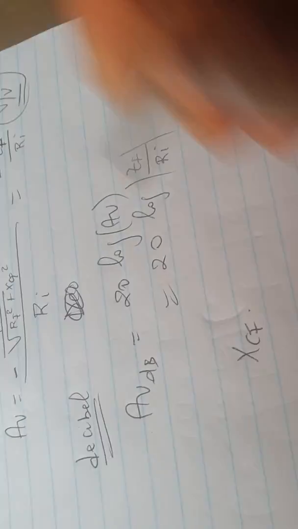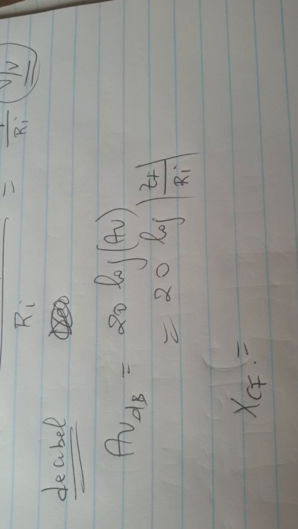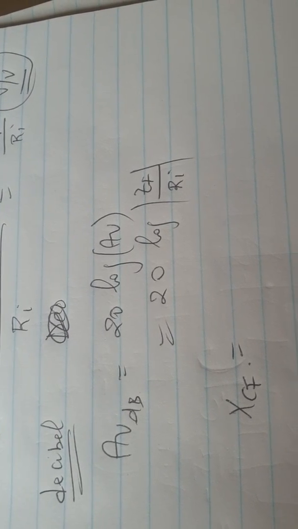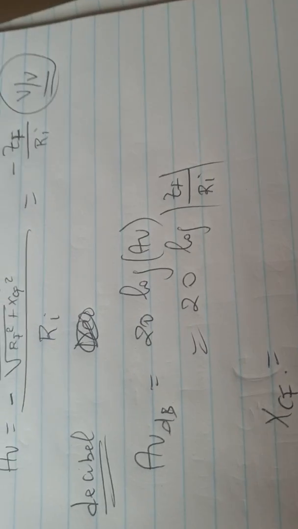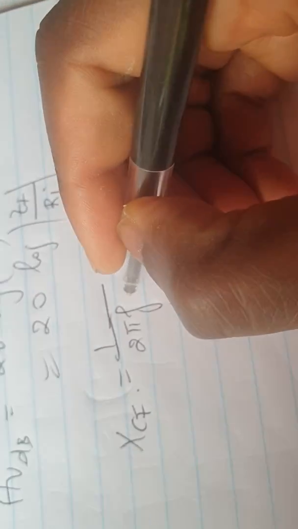So now, how do we get XCF? XCF is basically the reactance of the capacitor, and as you could remember, its formula is 1 over 2 pi F CF, which involves some frequency. But what frequency is that? How different is that frequency from the cutoff frequency we are considering here?